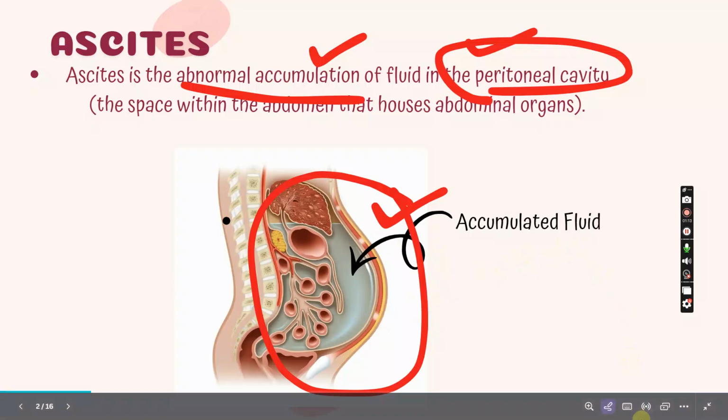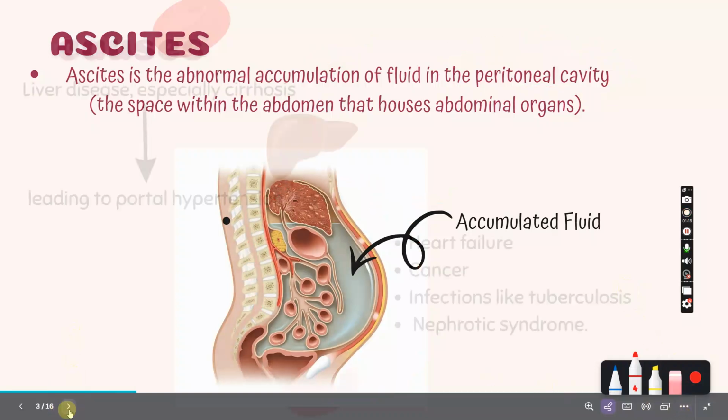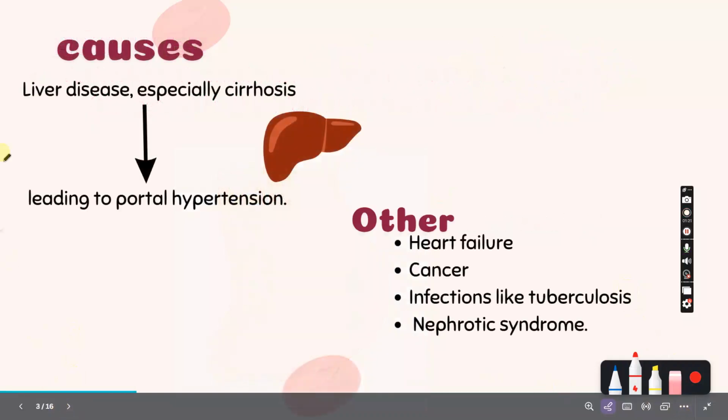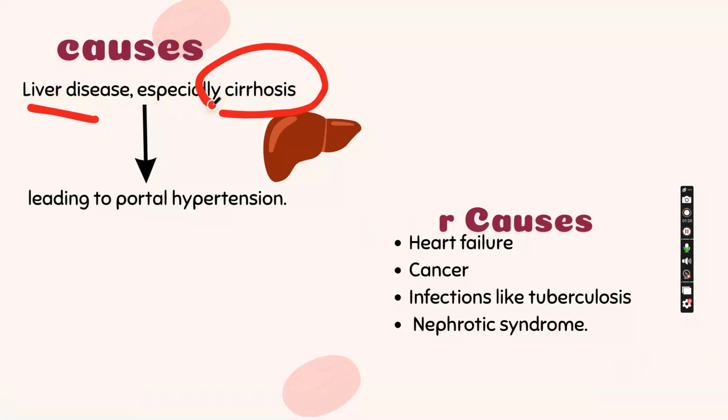If we move on to the next slide, it contains the causes of ascites. The main cause is liver disease, especially liver cirrhosis. What is liver cirrhosis? Liver cirrhosis is a condition in which the original tissues of the liver get replaced by scar tissue due to damage. The problem is that the scar tissue does not perform as the original tissue did. So there is no proper filtration in the liver, which leads to portal hypertension.